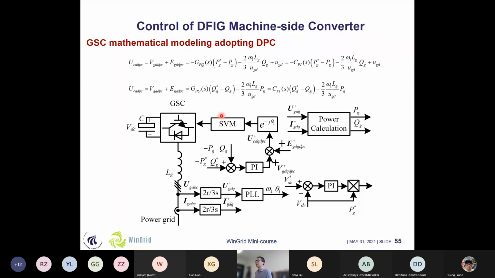Similarly, the grid side converter's voltage can be expressed from the grid side active power and reactive power. Here we can also use this single loop structure in terms of the power instead of the grid side current to do direct power control.